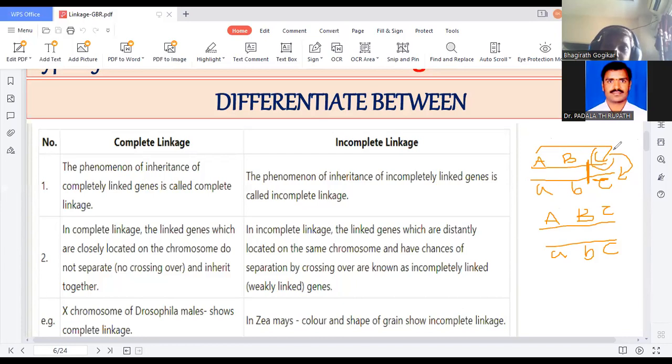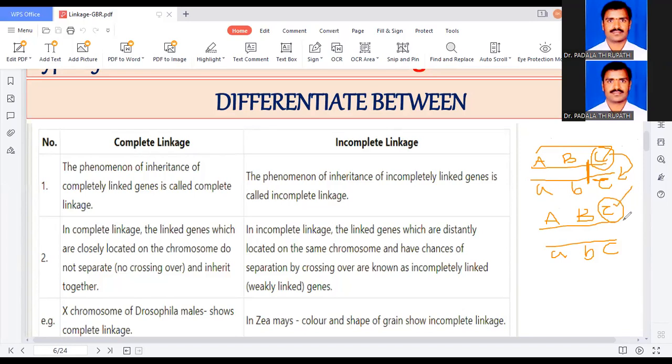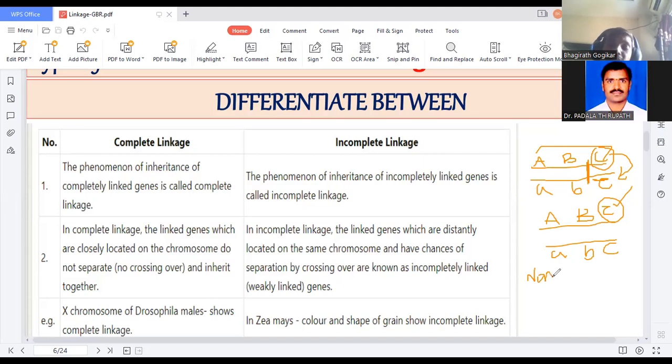We had capital C here, but after crossing over, in the place of capital C, a small c gene is present. That's why crossing over gives us non-parental combinations. In a test cross, we generally see 7:1:1:7. The 7 plus 7 is similar to the parental characters; 1 plus 1 is the non-parental character.